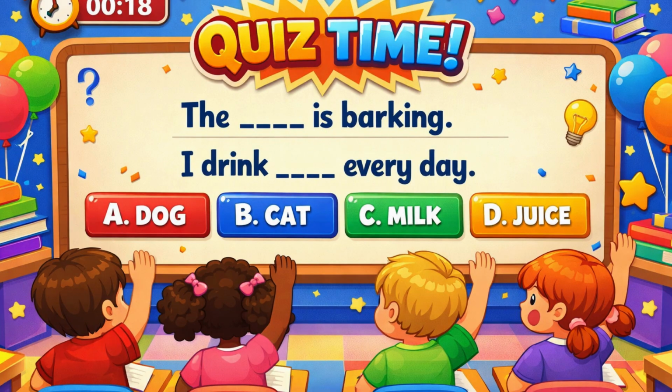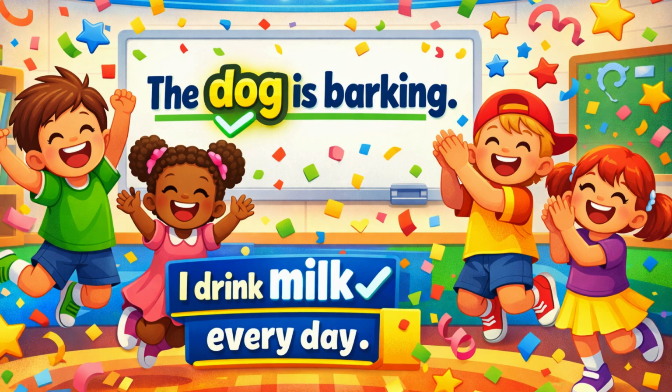Quiz time. Get ready. Question 1. The blank is barking. I drink blank every day. Pause and think. Correct answer: the dog is barking. Dog. And I drink milk every day.